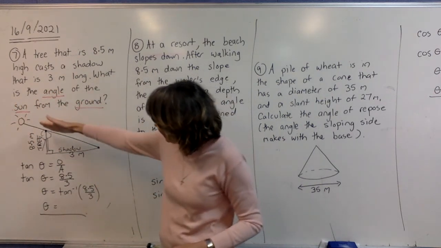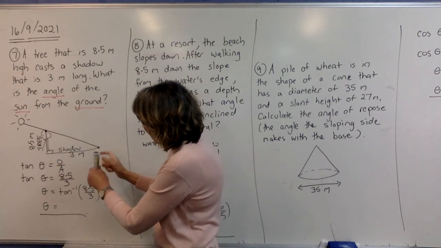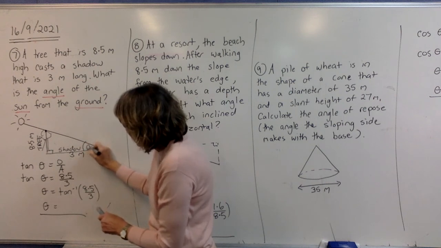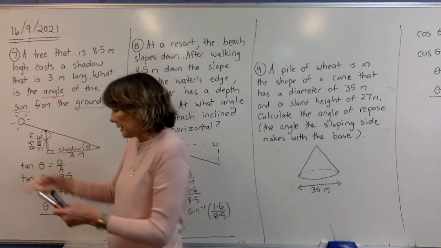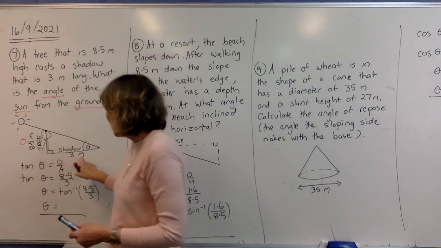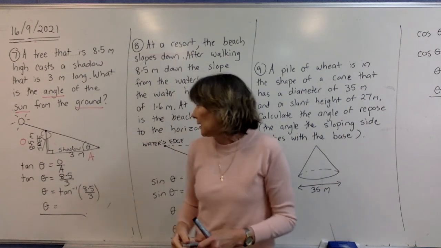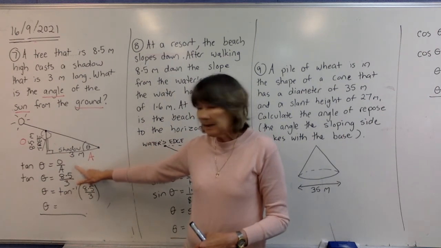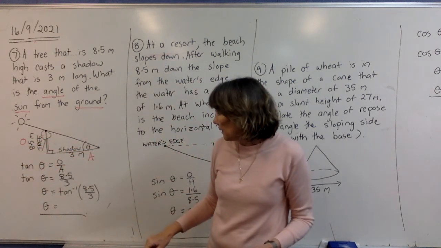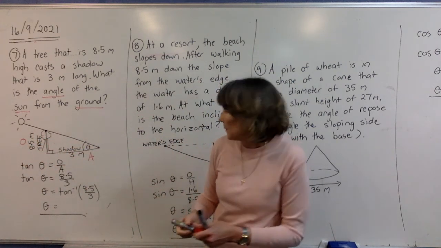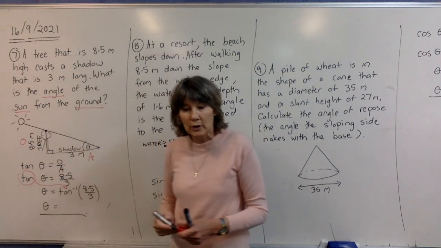So we have the sun rays here, the ground here, and we're looking for the angle between those. So I'm going to write a theta in there. All right, let's label our sides. This side here is our opposite side. This side here is our adjacent side. So we must be dealing with tan. So tan theta equals O over A. Tan theta equals 8.5 over 3. And now we're ready to find theta. So we're going to get rid of our tan, move it to the other side and do inverse tan.